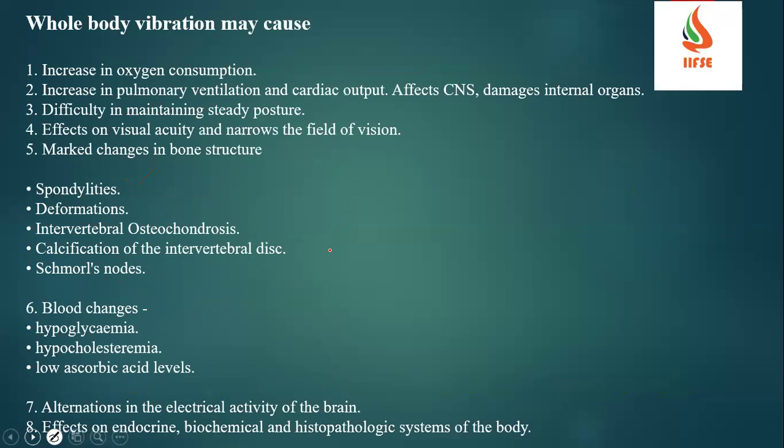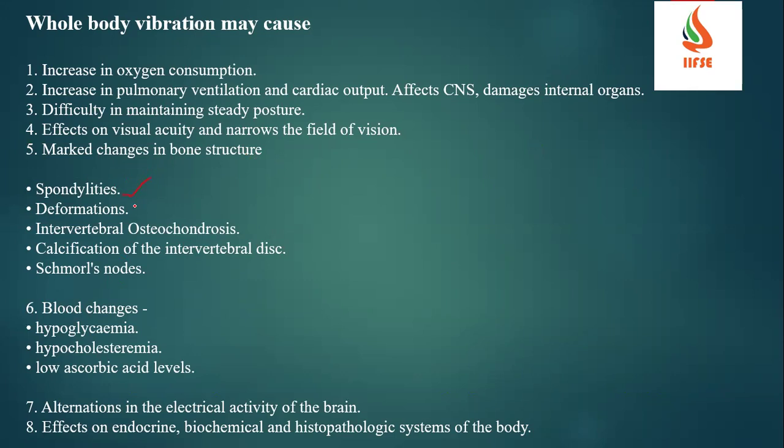If you see whole body vibration, what will happen? One is an increase in oxygen consumption and also an increase in pulmonary ventilation, cardiac output, and difficulty in maintaining steady posture. Difficulty in steady posture means you can't stand or sit properly. There are also effects on visual acuity, and it narrows the field of vision. So you can't see properly, and there are also marked changes in the bone structure. So your physical structure also changes.